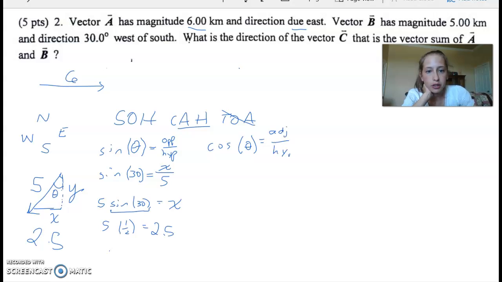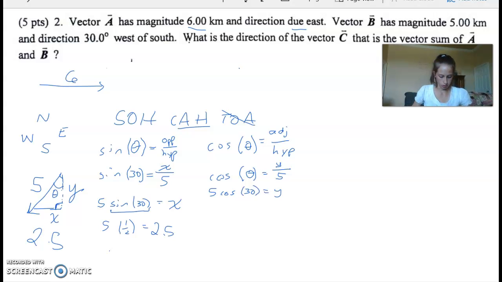Adjacent over hypotenuse. So the cosine of 30, it's not a whole number. It's root 3 over 2. You don't have to know that. I'm a dork, so I know that. The adjacent is y. Adjacent means next to it. So it's adjacent to that theta, so that's the y. The hypotenuse is 5. Oh, because this is our right angle here. That's where that's coming from. Okay, so 5 times the cosine of 30 equals our y component. So the cosine of 30 is like 0.866. Yeah, times 5. That's 4.33.